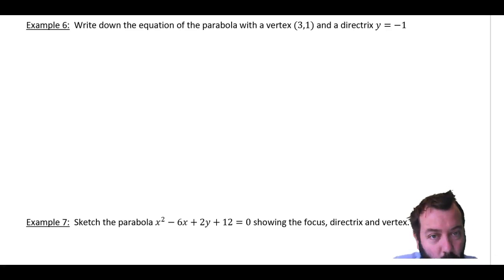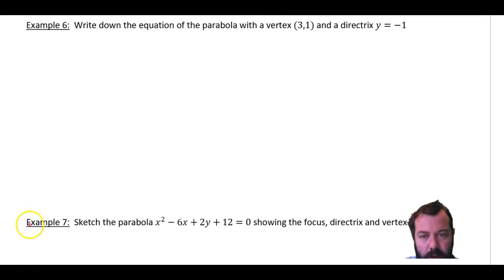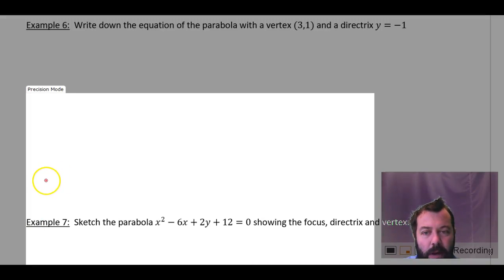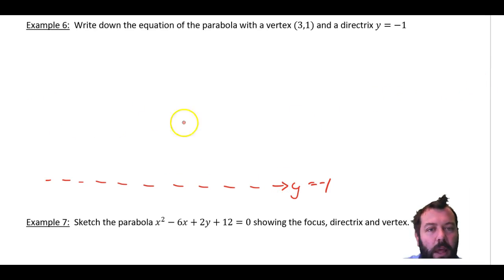Example 6 here, write the equation of the parabola. We've got the vertex, we've got the directrix. Now, my directrix is a horizontal line, y equals -1, and that's important. That means that our parabola is concave up or down. Let's draw in. We're going to call this y equals -1. That's our directrix. And our vertex is something above that.